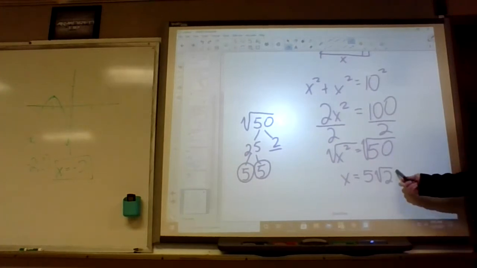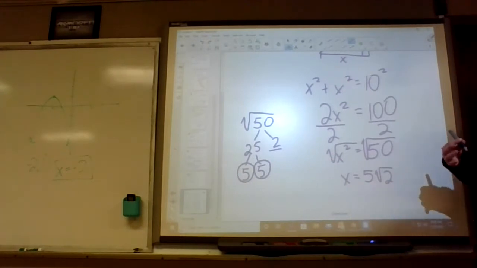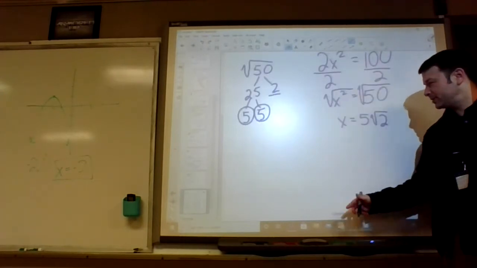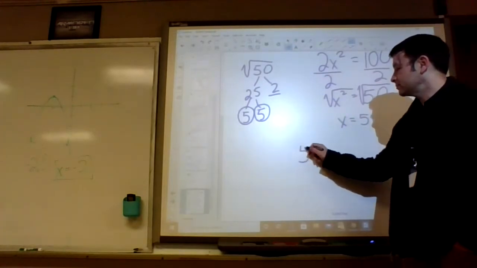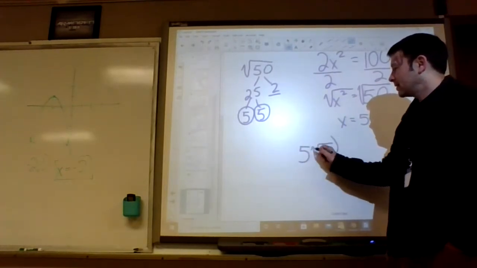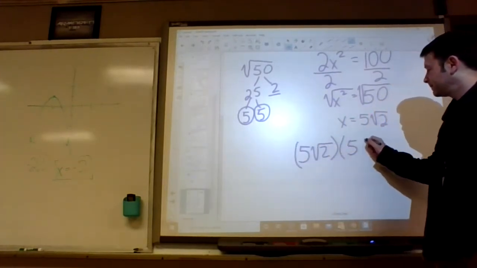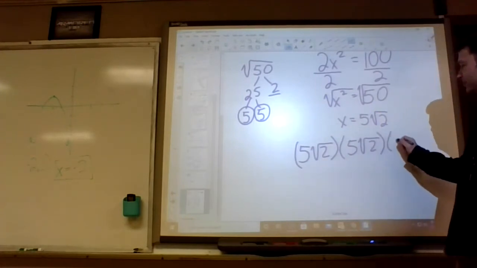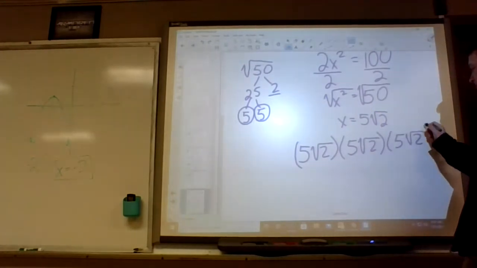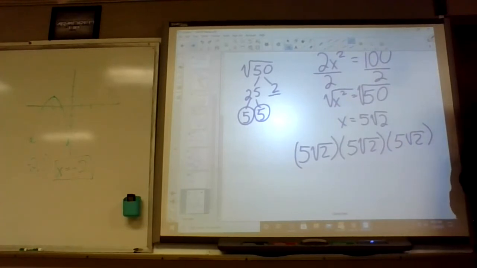Okay, so that is one side of the square, which is kind of one side of the cube. So how do I find volume of that? Do that times that times that. Casios can actually do this. The rest of your calculators will spit out a decimal, which is not what we want here.